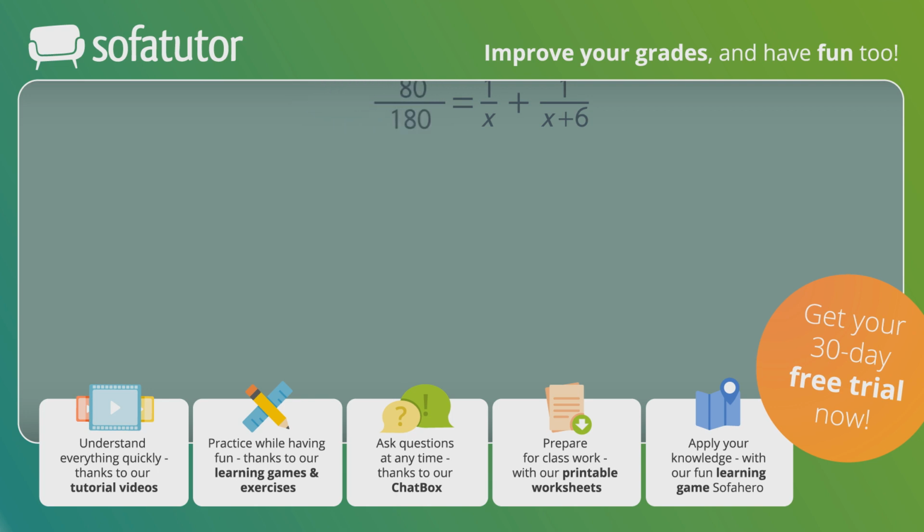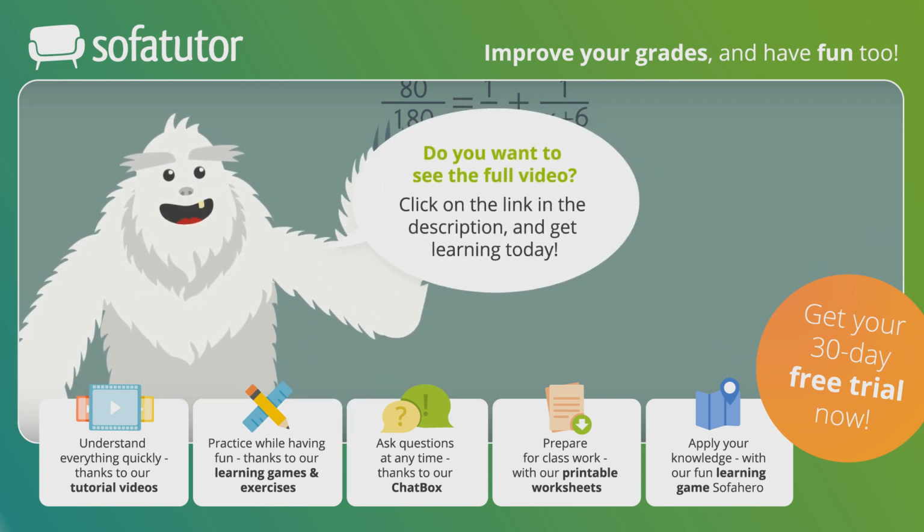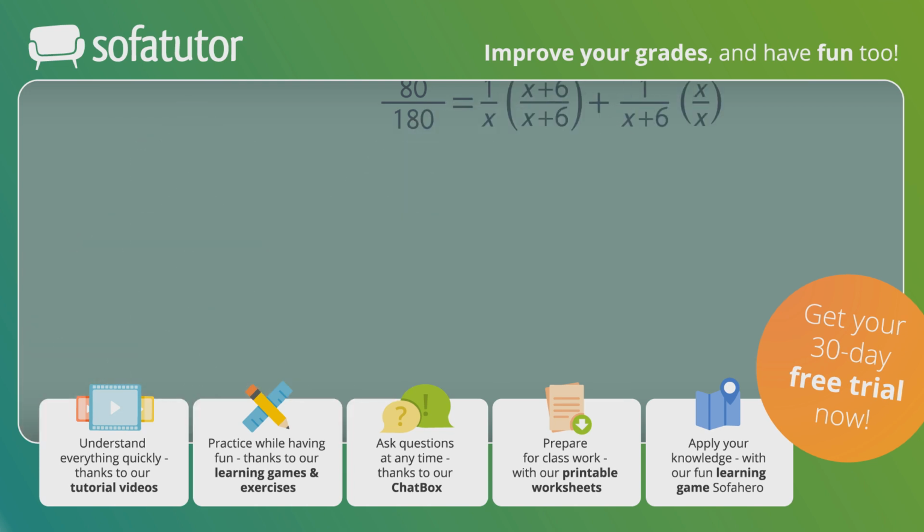To solve this rational equation, we have to find a common denominator first, because we have to sum the numbers on the right side of the equation. To find the common denominator, we multiply the numerator and denominator of the first fraction by the denominator of the second fraction, x plus 6, and vice versa.